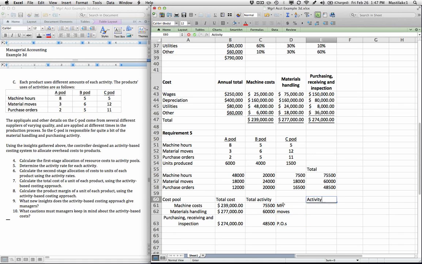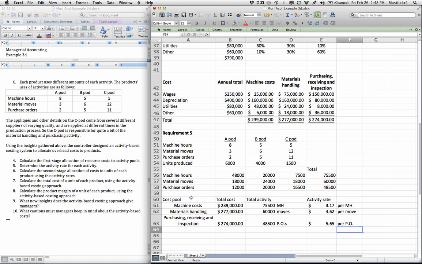And so our activity rate is simply going to be the cost divided by the activity. And so it's going to be $3.17 per machine hour, $4.62 per material move, and $5.65 per purchase order. So these are our activity rates.